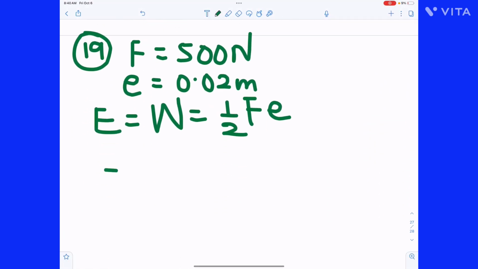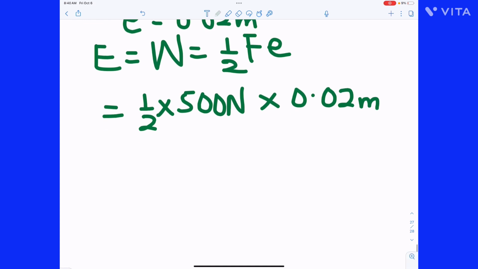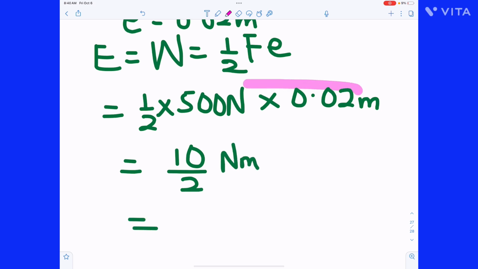This gives me energy content will be half times 500 newtons times 0.02 meters. So, okay, 500 times 0.02 is just like 5 times 2. So that's 10 over 2 newton meters. I'm doing this first, 500 times 0.02.